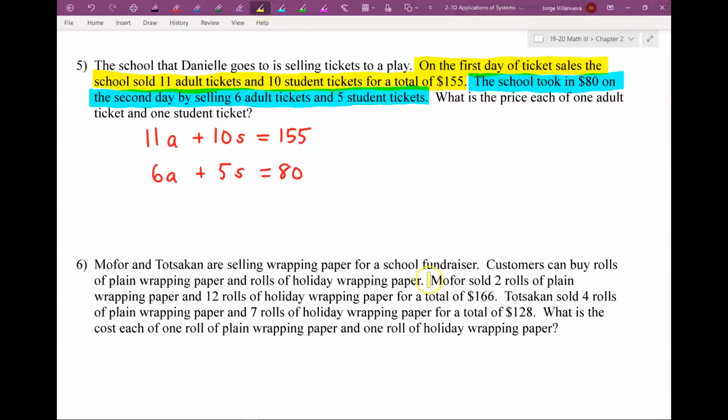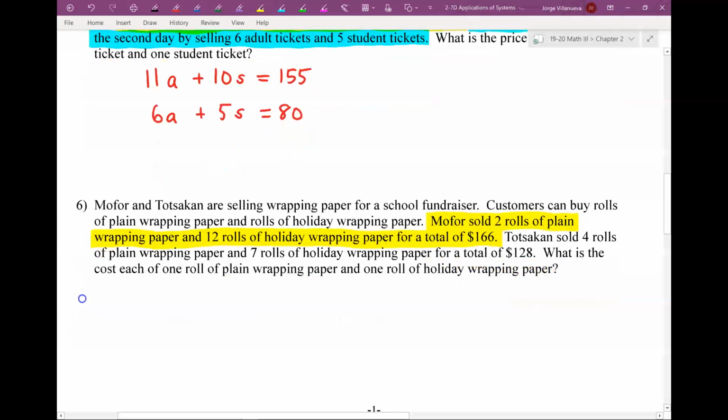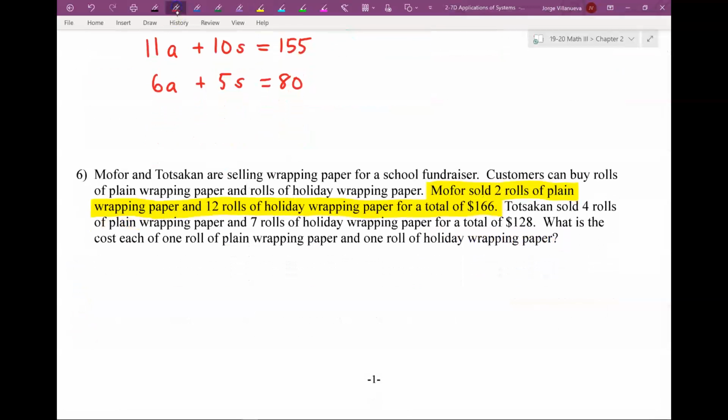It says, before sold 2 rolls of plain wrapping paper and 12 rolls of holiday wrapping paper for a total of 166. So that's the first equation. Let's write this out. Before sold 2 rolls of plain wrapping paper. I'm going to call it P for plain. So 2P, and 12 rolls, so plus 12 rolls of holiday. I'm going to put H, for a total of 166.